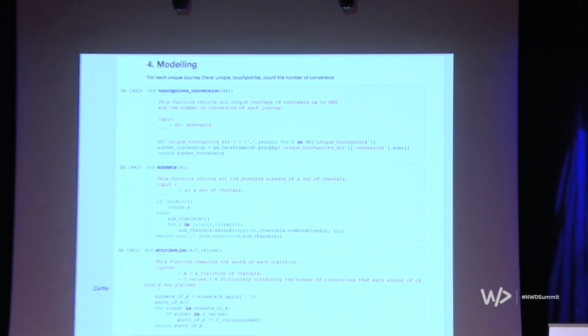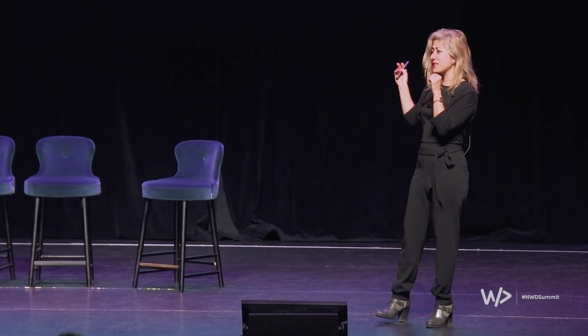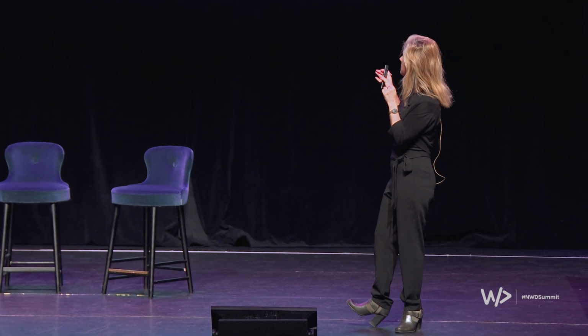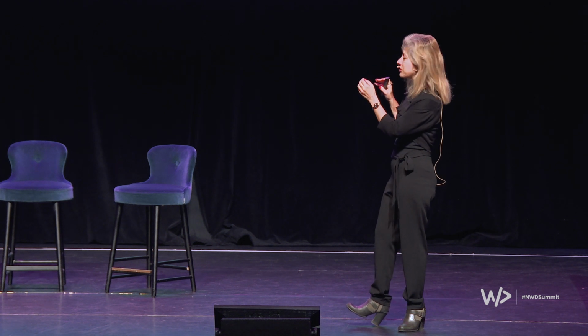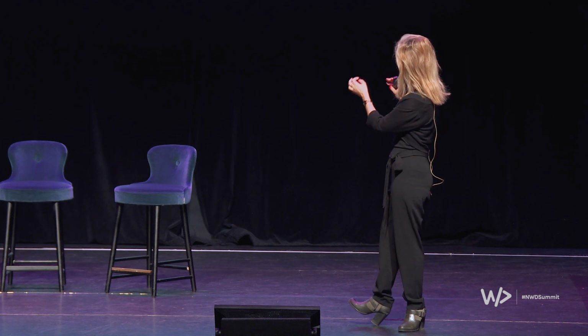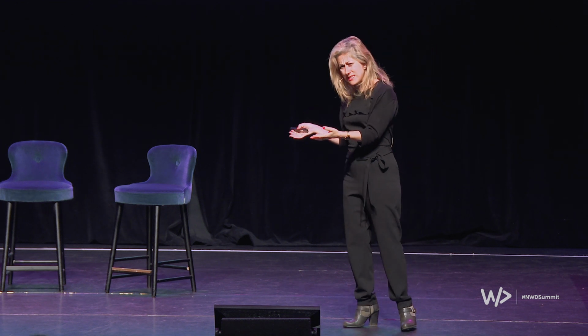And this is a little view of the Python code and the model we use. Basically, the first function takes all the unique journeys that customers go through. The second function returns all the possible subsets. If you remember, in the beginning I explained what the game theory does, and this is just the code to bring that mathematics into coding.